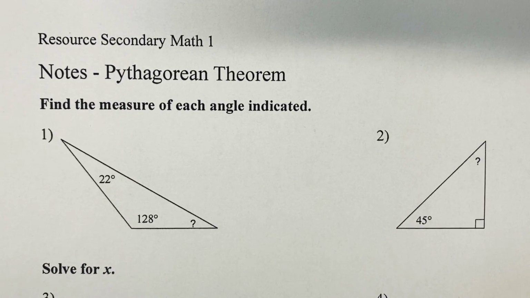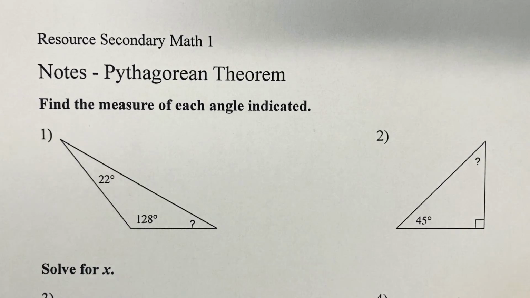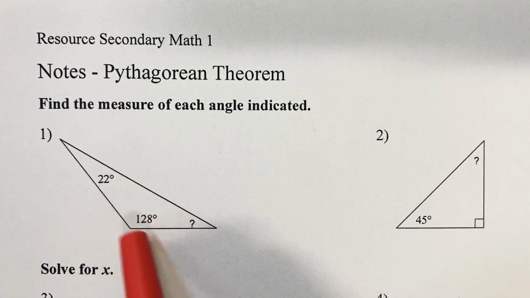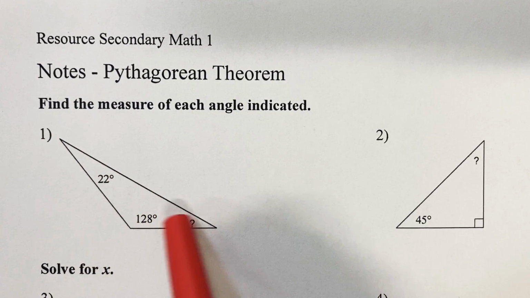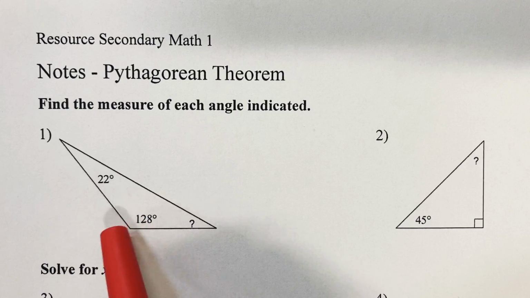All right, my secondary math 1 class, we are going to be continuing to talk about triangles. Today we will be talking about the Pythagorean theorem a little bit more. In fact, that's what we're going to be focusing mostly on today. But before we do that, let's go ahead and just review finding the missing angle when given two angles, okay?